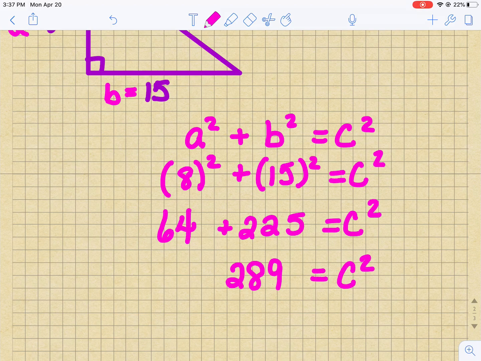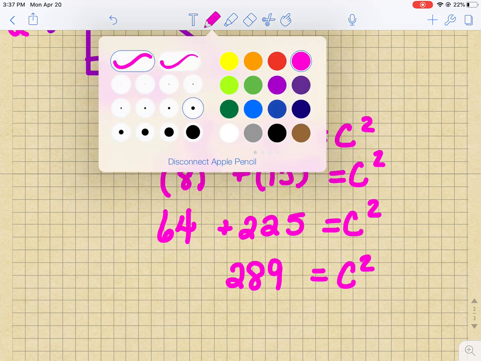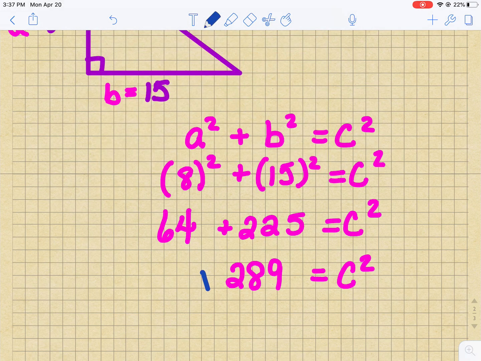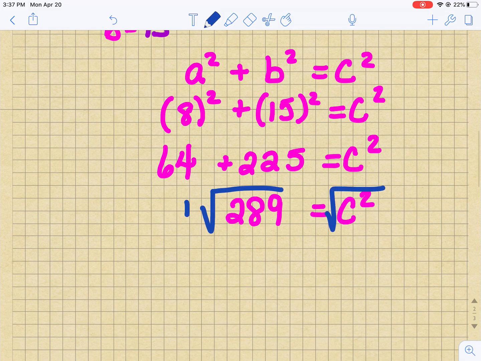That's C squared. I need to know what C is. And what do we do when we want to undo a square? We square root both sides. Now, this is where this comes into play. When we square root something, we get plus minus 17. And plus minus whatever it is, in this case 17.